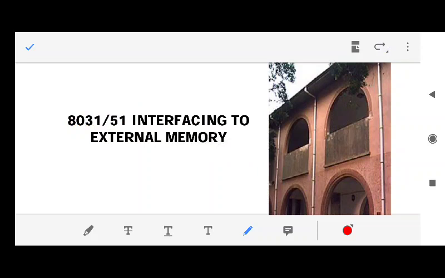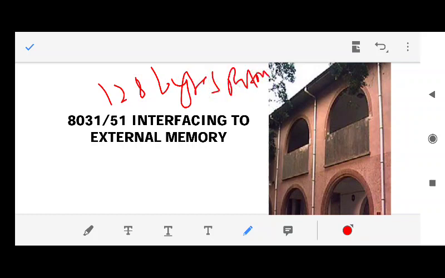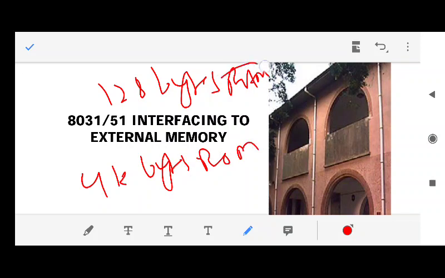We already know that 8051 consists of some memory on the chip. That is, it has 128 bytes of on-chip RAM, and it has 4 kilobytes of ROM. Why they are used? We have already studied. RAM is used to store the temporary data, while ROM is used to store the program. Fine. So once a program is burned onto the ROM or stored onto the ROM, the microcontroller will continue executing this program.